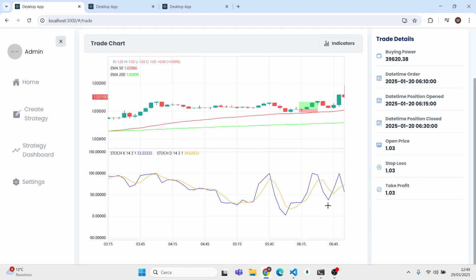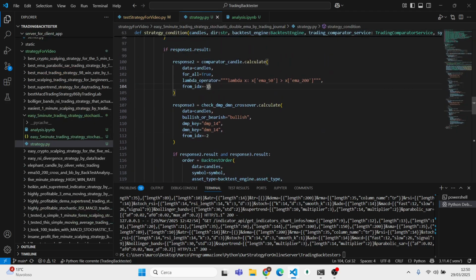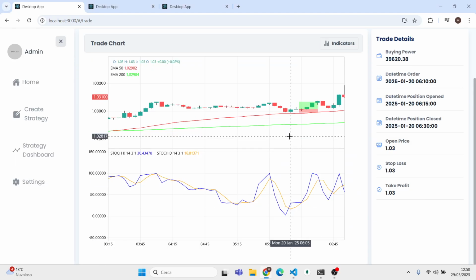Now we have to look at the entry. In order to open a long position, like in this case, it's very simple. You have to check for at least, let me check the strategy because I don't remember the exact number, 15. You have to check for at least 15 candles before the position is opened in which EMA 50 is above EMA 200. And in this case, we have at least 15 candles with EMA 50 above EMA 200. Then you need to check that the stochastic goes from below 20 to above 20.